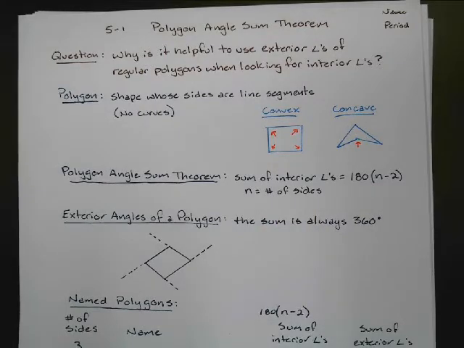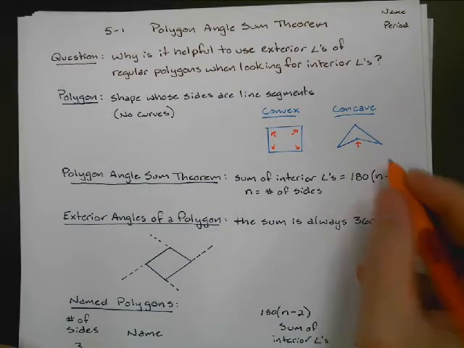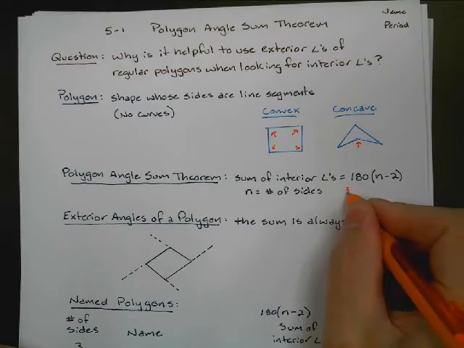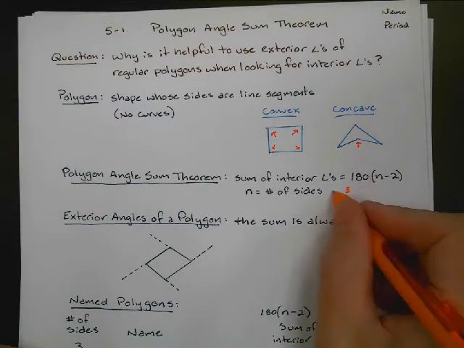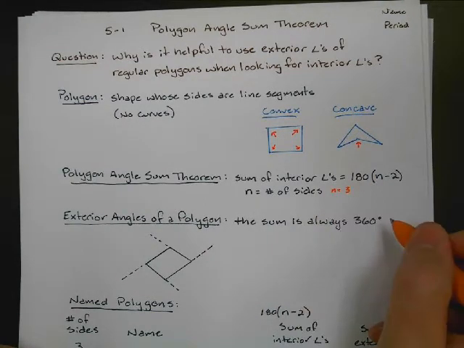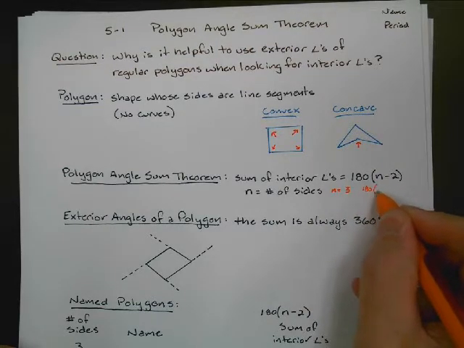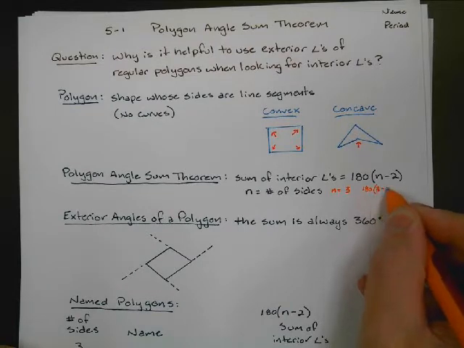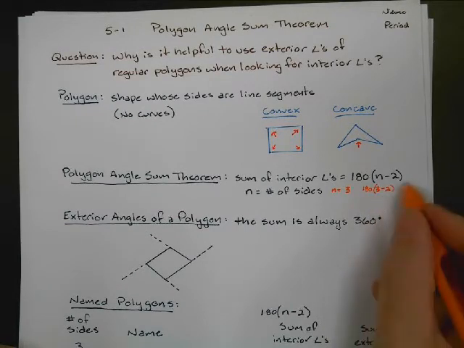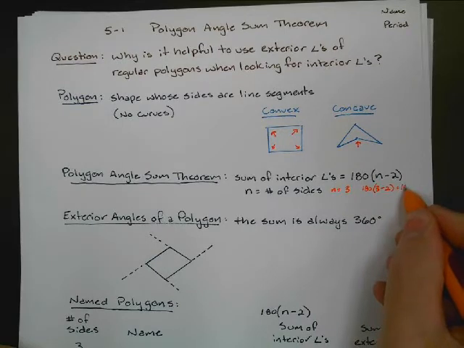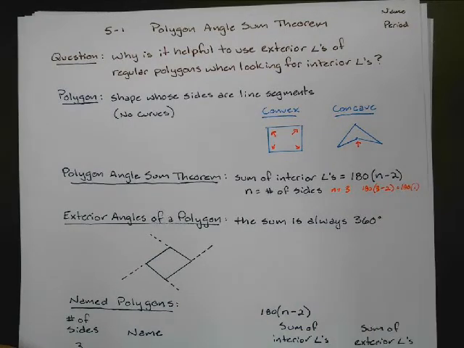This makes sense because we already know that we have a triangle. A triangle has 3 sides, right? So that's what n would be equal to. So I would do 180 times 3 minus 2. What's 3 minus 2? It's 1. So 180 times 1. And we already know by the triangle sum theorem that a triangle has 180 degrees for the sum of the interior angles.